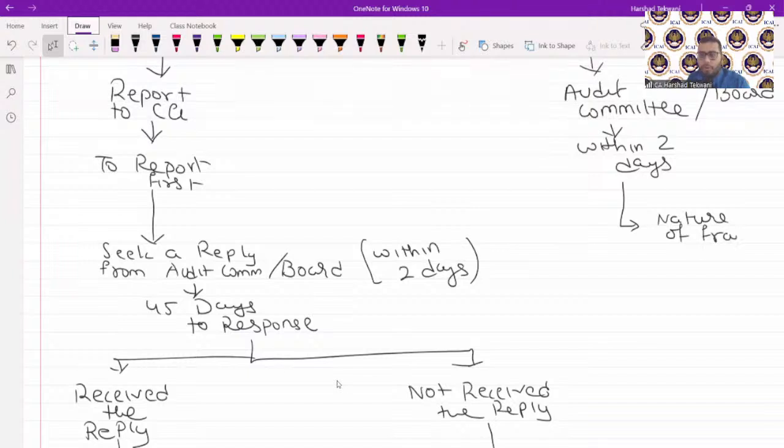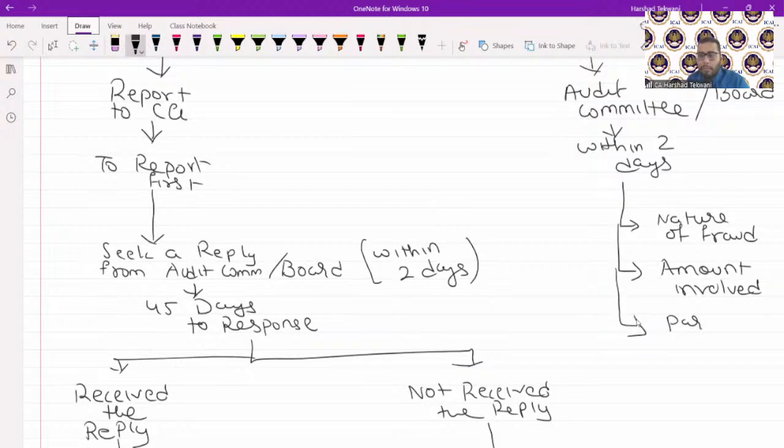Nature of fraud, amount involved, and parties involved. That is NAP. You need to report NAP: nature, amount, parties.